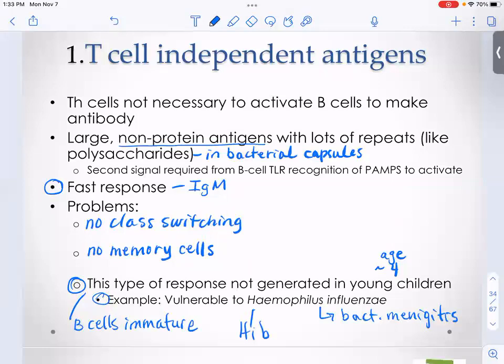Question? So are you saying that this targets the T independent B cell? Good question. What I'm saying is this infection has polysaccharides that act as T independent antigens. So our T helper cells don't help with this kind of thing. It's the B cells that have to recognize it, and they don't recognize it very well.